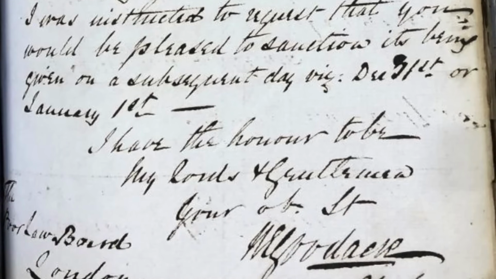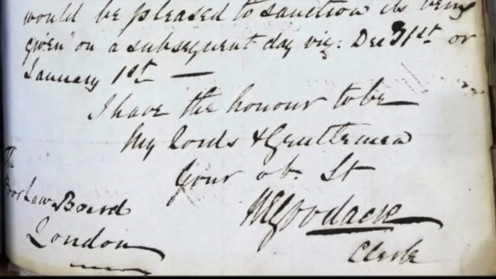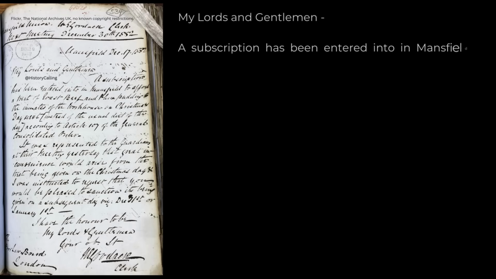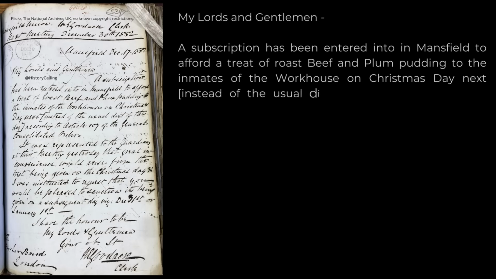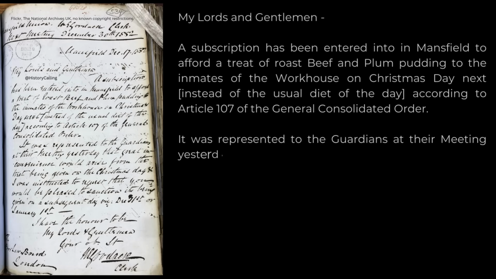Well, it's a letter from the 17th of December, though the modern rule in Britain of putting the day first, then the month, was not yet in place here, and it reads, "My lords and gentlemen," and then there's a small line like a hyphen rather than a comma, so you're seeing some changes in grammar from what we're used to. "A subscription has been entered into in Mansfield to afford a treat of roast beef and plum pudding to the inmates of the workhouse on Christmas Day next, instead of the usual diet of the day, according to Article 107 of the General Consolidated Order.